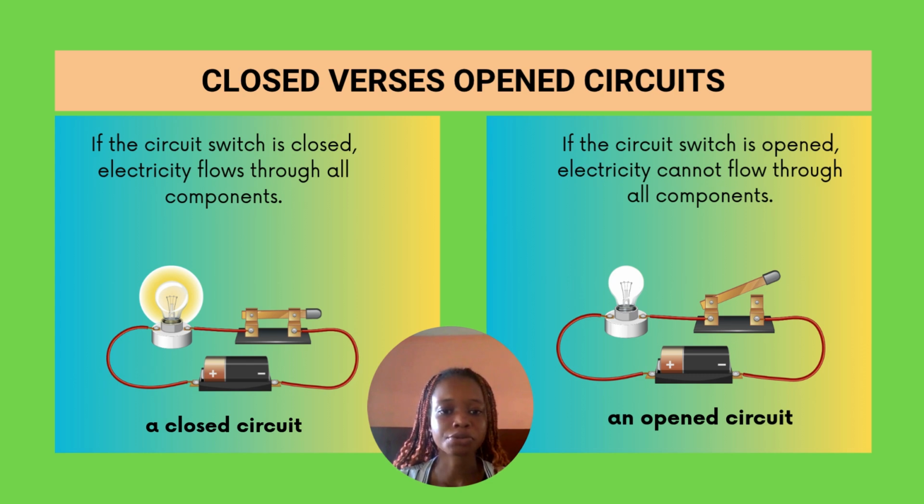While for your open circuit, if the circuit switch is open, electricity cannot flow through all components. When there's a part that is open, electricity cannot flow. If you look at the diagram there, you can see that the switch is open, so electricity cannot flow through it. In this case, the light bulb will not come on because there is no proper flow of what? Electricity. In order for electricity to flow properly, and then there should be light, just like the light bulb is on here in the closed circuit diagram, the circuit has to be well closed. That is, there is no open component anywhere for electricity to flow properly.